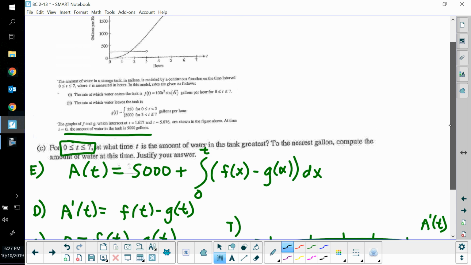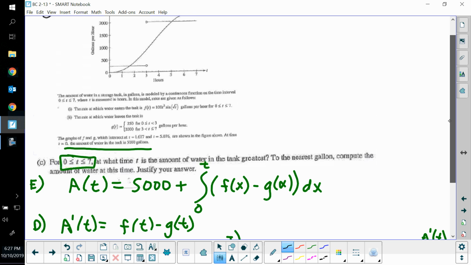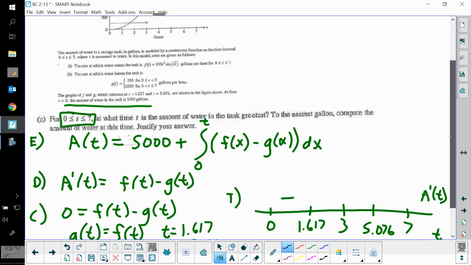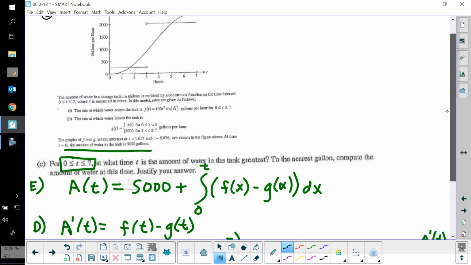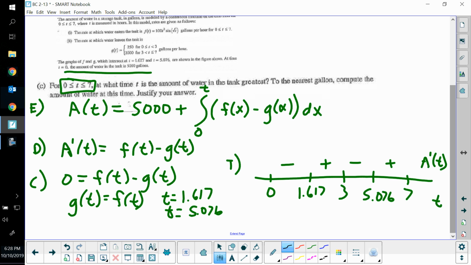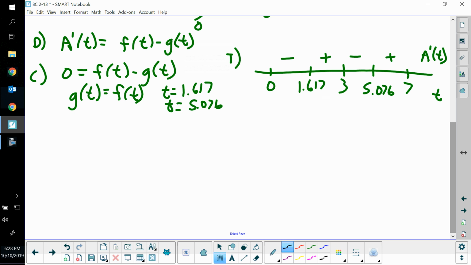So, looking at our graph, the entering amount is less than the leaving amount in the first part. Then the entering amount is greater from the intersection till 3. Then it's back to the entering amount being less, and then the entering amount is greater. So we're looking for when it's the greatest. So we've got a relative max at t equals 3.